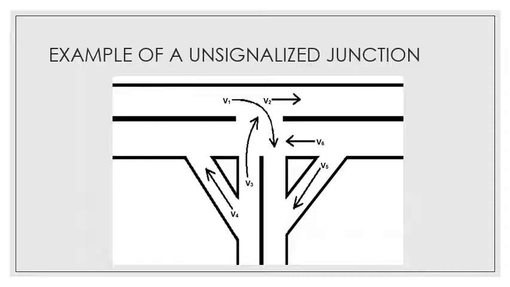This is the diagram showing the unsignalized junction. If you are coming from the south, from 6 o'clock, you can either go to the left, V4, or go to the right, V3. If you are coming from the west, you can go straight, V2, and go to the right, V1, and so on. These are the possible movement patterns of this junction.